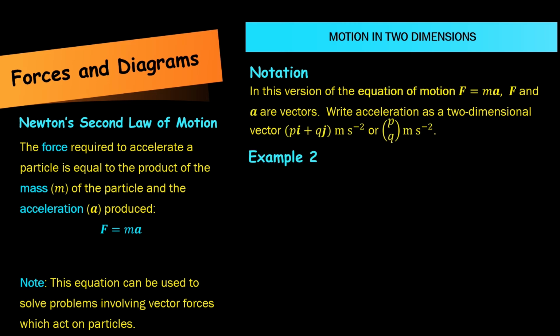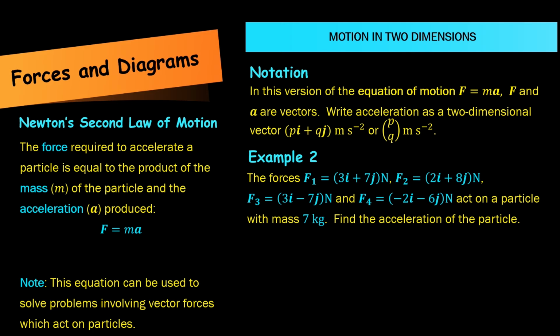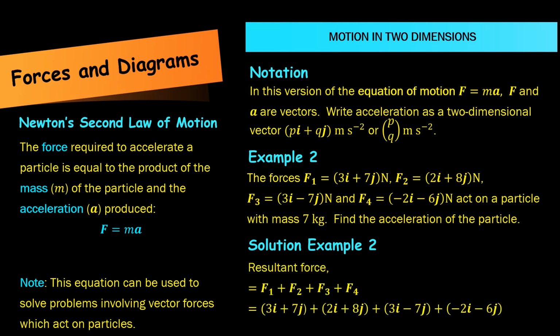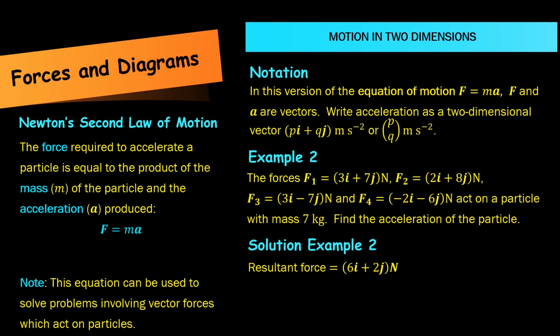Now let's take a look at another example. The forces F1, F2, F3 and F4, as shown, act on a particle with mass 7 kg. Find the acceleration of the particle. So let's solve this. The resultant force is the sum of all these forces. So F1, as shown, plus F2, plus F3, plus F4, which equals 6i plus 2j. Of course, the resultant force is in newtons, as shown.